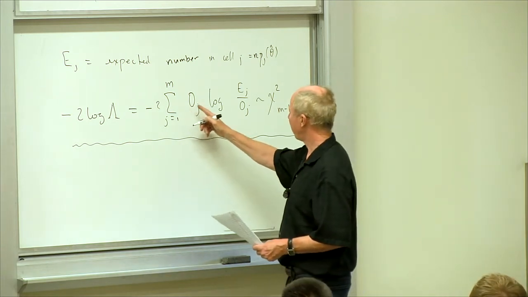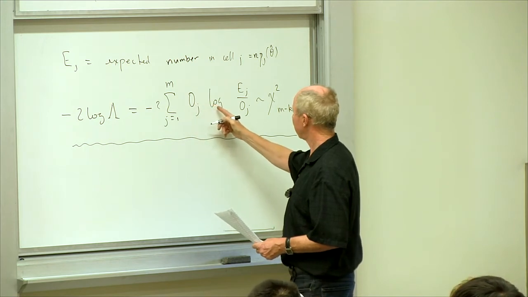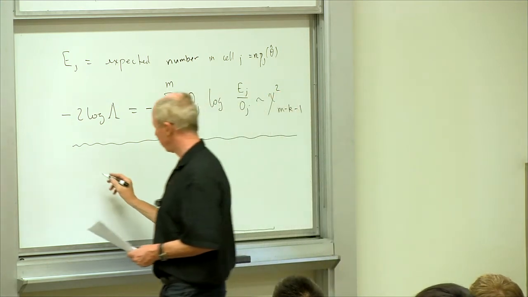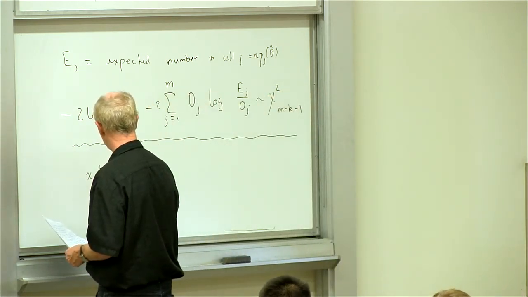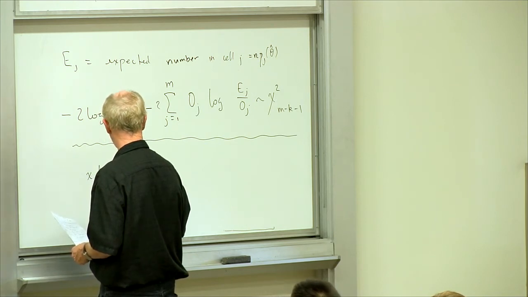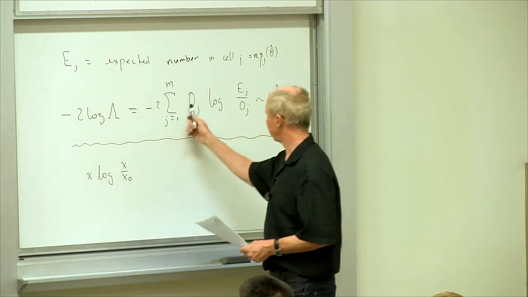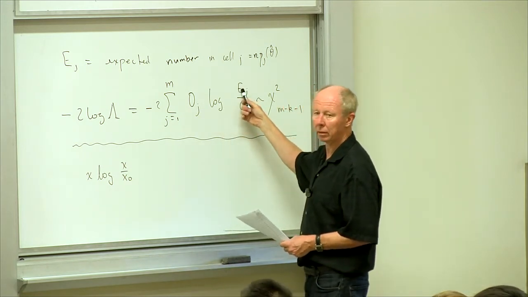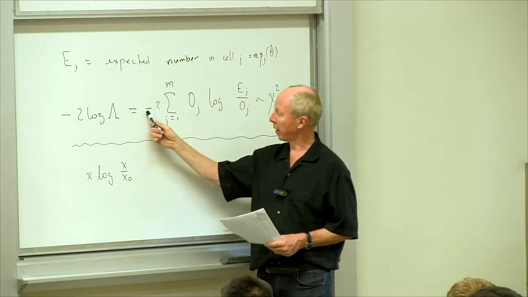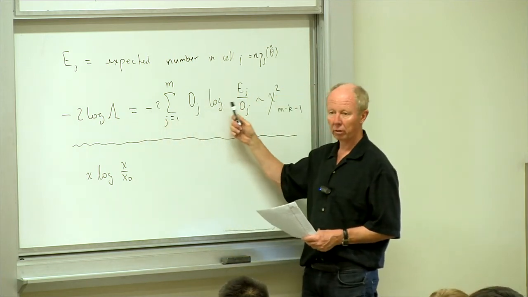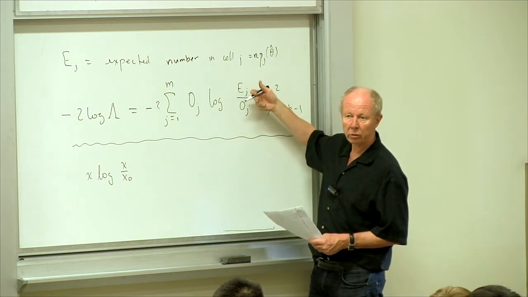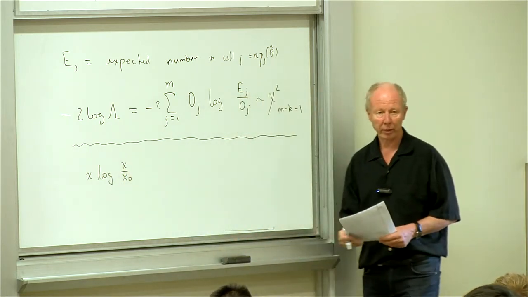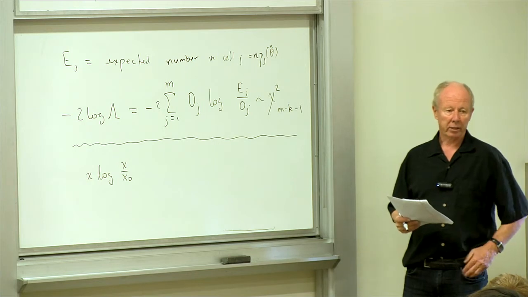So this function has the form x log something over x. But there's a minus sign here, so let's look for a moment at x log x over x naught, where little x is playing the role of O, and x naught is playing the role of E. But there's a minus sign here, so if I put the minus sign past this logarithm, it would reverse this, right? So I'd have O log O over E. I'd have x log x over x naught. I want to find a Taylor expansion for this around x equal to x naught.